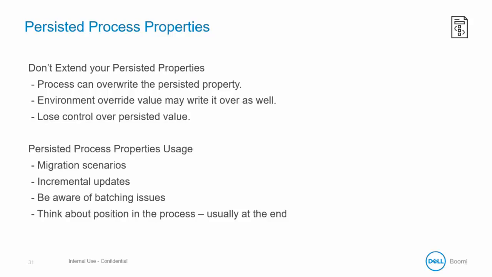You would want to be aware of batching issues. You may get the first value in a batch, but not the last. And also think about the position in the process of where you're setting this value. Usually you would want to update the persisted property at the end to ensure rerun of records in a failure scenario.